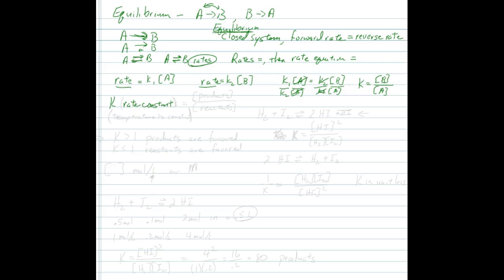There are many, many different types of rate constants, depending upon what application we're doing. So the rate constant is equal to the concentration of the products divided by the concentration of the reactants.